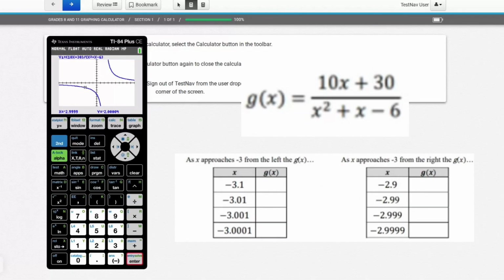So what we're learning here is these values, negative 3.1, negative 3.01, those are getting closer to negative 3 from the left. The negative 2.9 to negative 2.99, they're getting closer to negative 3 from the right. And as we get closer, those numbers just flat out round to negative 2. So let's fill out that table and say what we need to say.